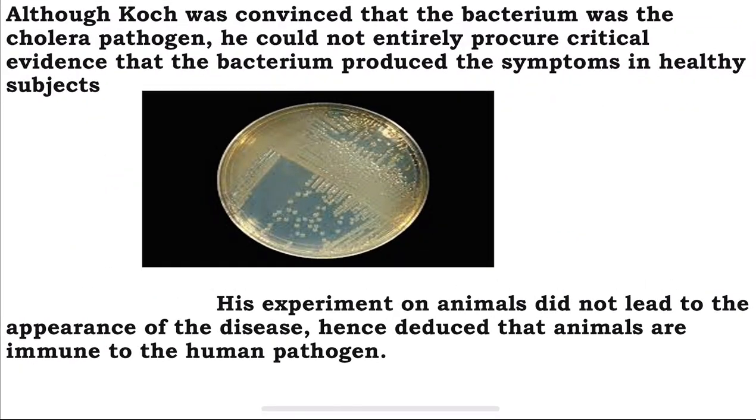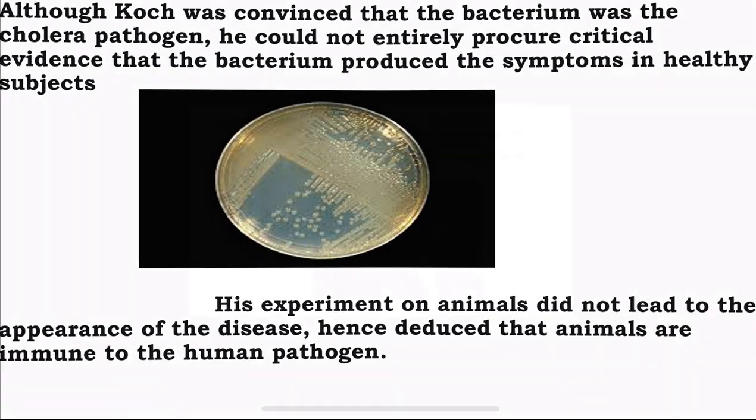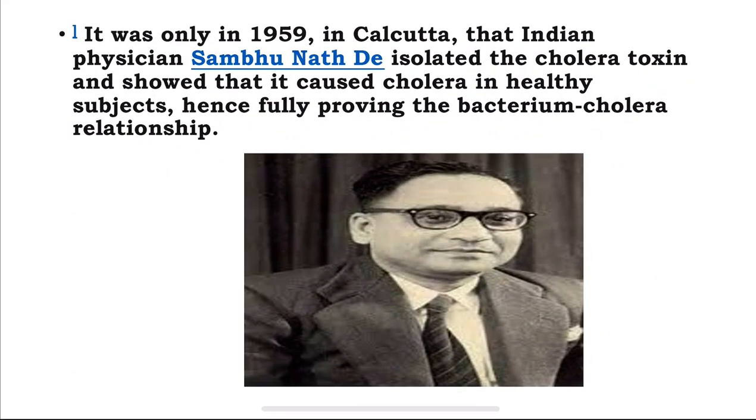And then, although Koch was convinced that the bacterium was the cause of cholera, yet he could not entirely procure the critical evidence. So, he failed to produce the required evidence. Hence, the claim that the bacterium produced the symptoms in a healthy organism was not accepted. Later on, what happens? A new Indian physician comes into the role. We will discuss that in the next slide.